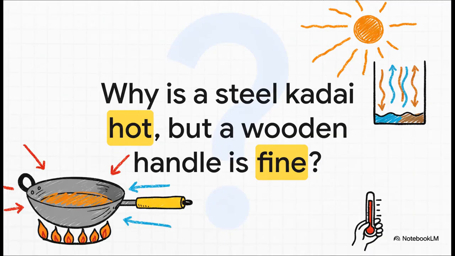First up, let's start with a question right from your own kitchen. You've seen your mom cooking, right? The steel kadai gets super duper hot, but she can hold the wooden or plastic handle no problem. How is that possible? Well, physics isn't just in your books. It's right there, helping make your chai and sabzi. And by the end of this session, you'll know exactly why.